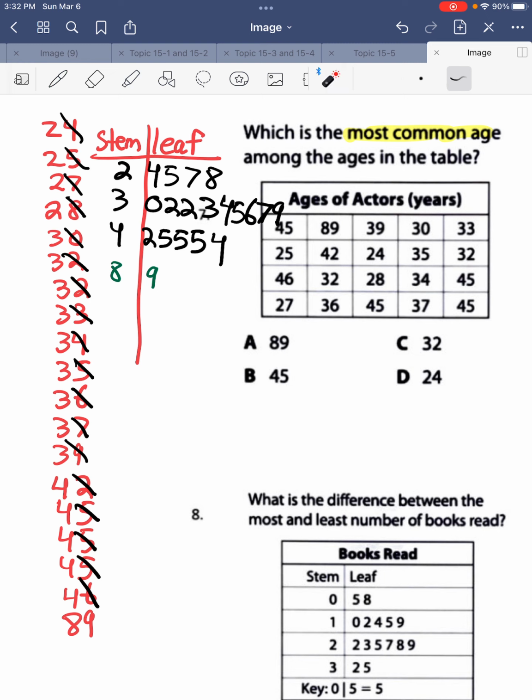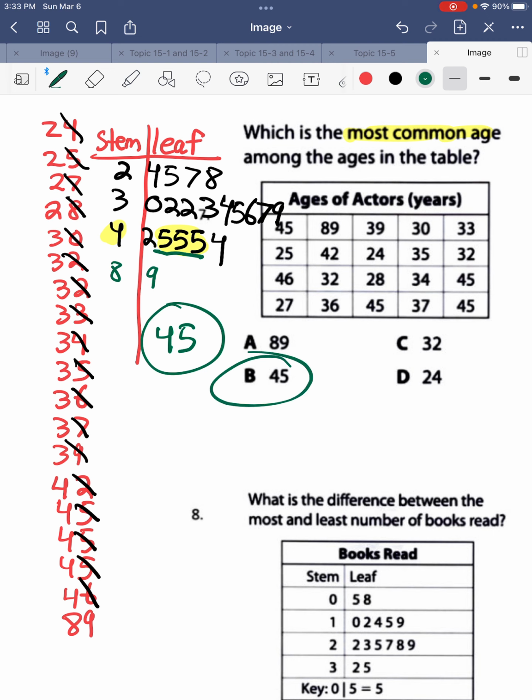Okay, so if you're looking at a stem and leaf plot, it's good to look at what digits on this side appear multiple times. I see the 2s appear 2 times, and I notice that the 5s appear 3 times. So the 5s are the ones that appear the most. I'm going to highlight it. Okay, so my number would be 45 appears the most, because I have these 3 5s in a row. So that is B.